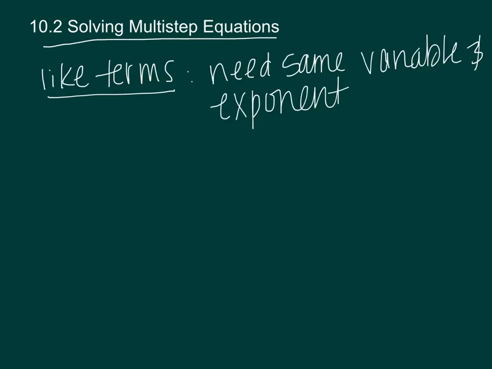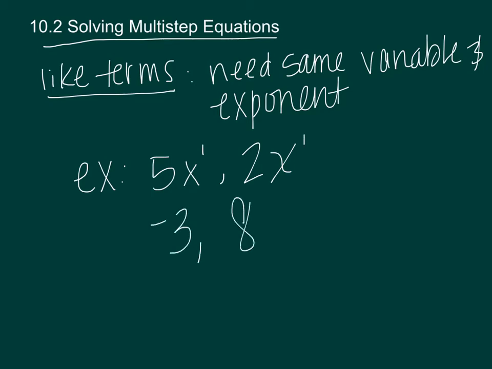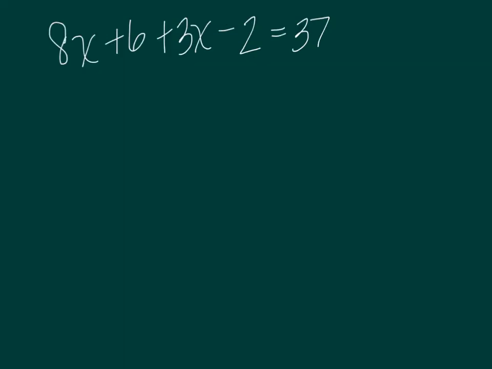Remember, like terms is when you have the same variable and the same exponent. So for example, we could say 5x and 2x are like terms because they both have the variable x, and there's an exponent here of 1. Another example is -3 and 8. Those are both like terms, so you could combine those together.